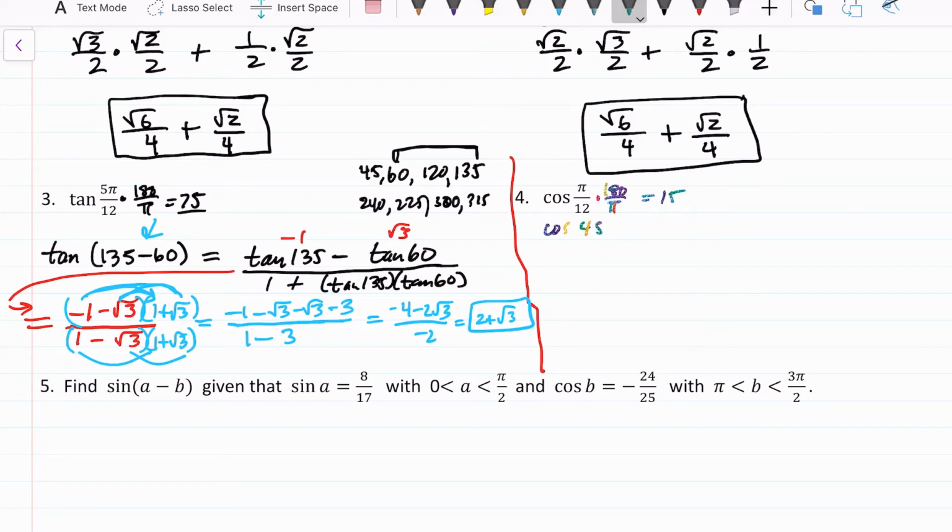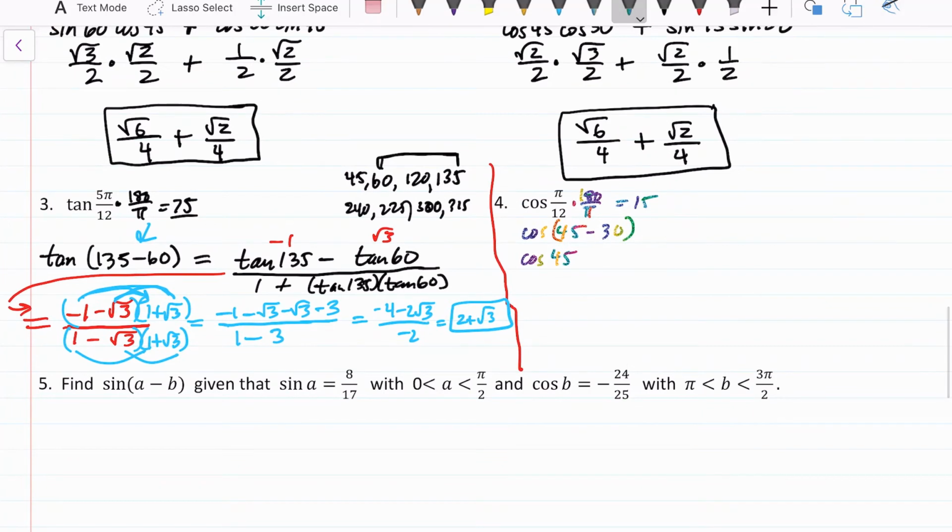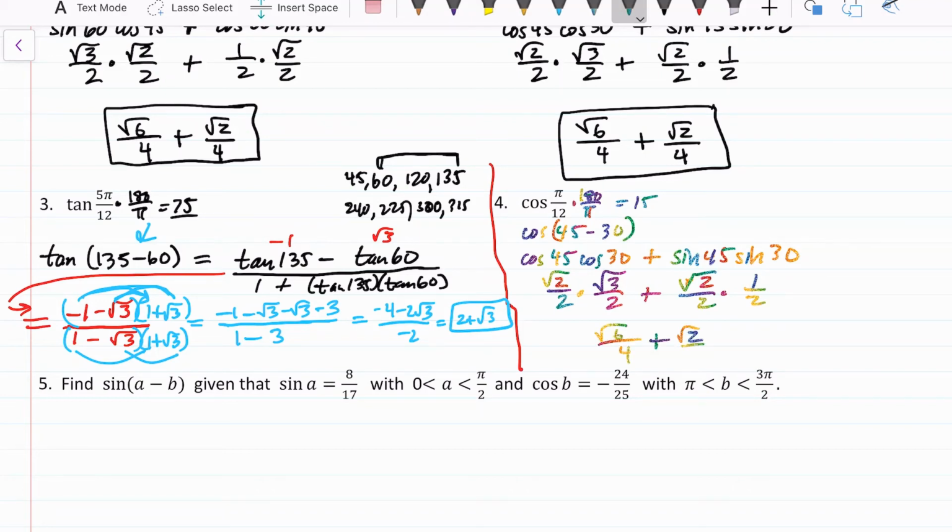So cosine of 45 minus 30. And again, you can use other things, 60 minus 45. You could do 135 minus 120. There's a lot of different things. Cosine of 45, cosine of 30 plus sine of 45, sine of 30, radical 2 over 2, radical 3 over 2, radical 2 over 2, 1/2. It gives you radical 6 over 4 plus radical 2 over 2. And yes, those answers seem to come up a lot. That's just the way it is.